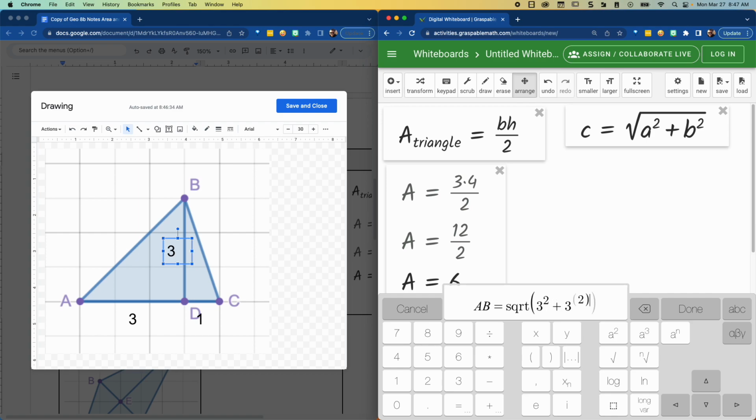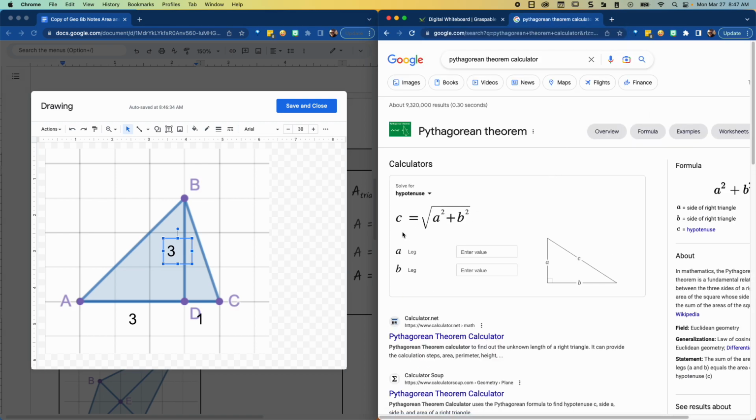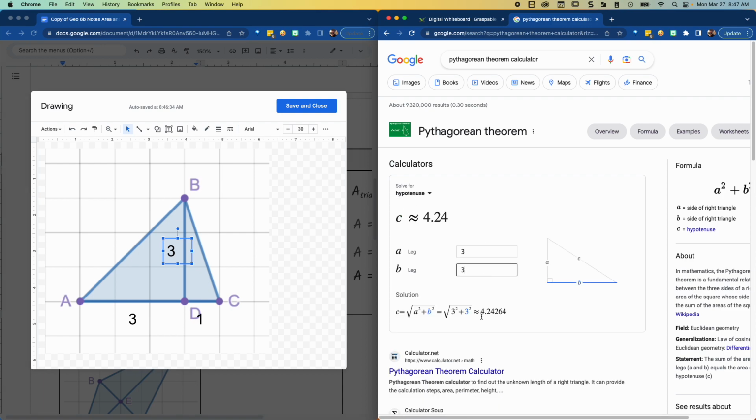Now, if you, instead of using math.new, wanted to use like a Google Pythagorean theorem calculator, you are welcome to do that. You would simply just search for Pythagorean theorem calculator. And for this first one, it says, hey, are you wanting to solve for the hypotenuse? Sure. And then I just type in 3 and 3. And it gives me an answer of about 4.24. So I'll copy that. And I could fill that in here. 4.24.